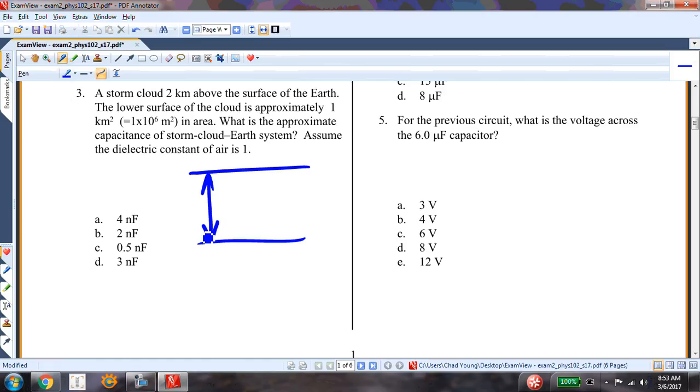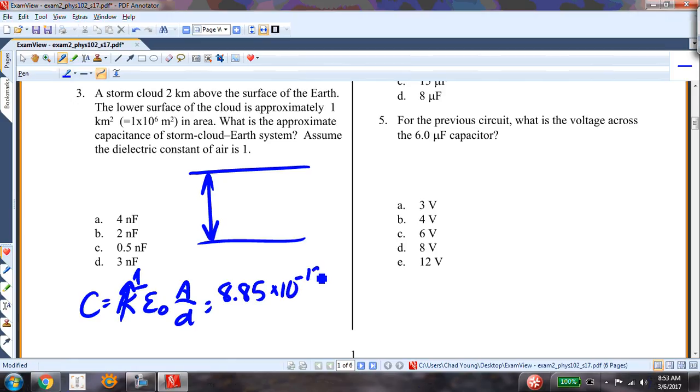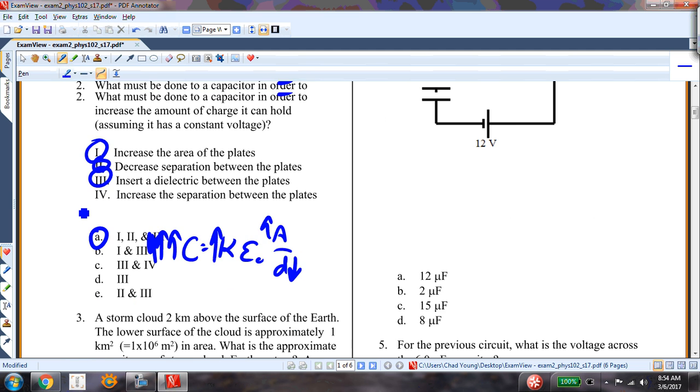What is the approximate capacitance? We assume that kappa equals 1. It's 8.85 times 10 to the minus 12 times the area, which is 1 times 10 to the 6 square meters, divided by the distance, which is 2 kilometers, so that's 2,000 meters. That gives 4.4 times 10 to the minus 9, that's 4 nanofarads.